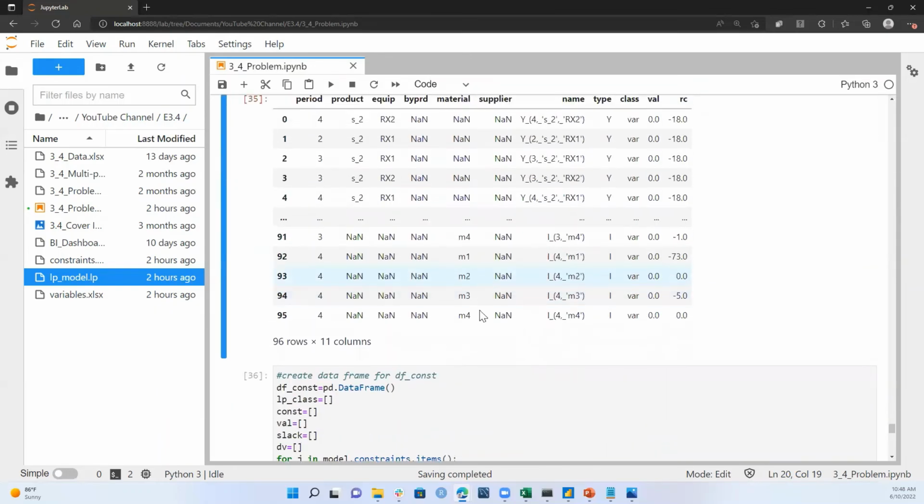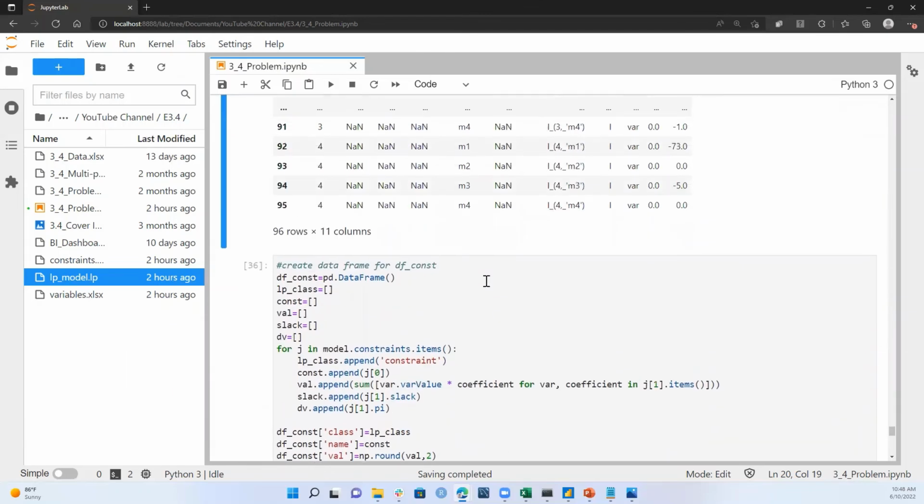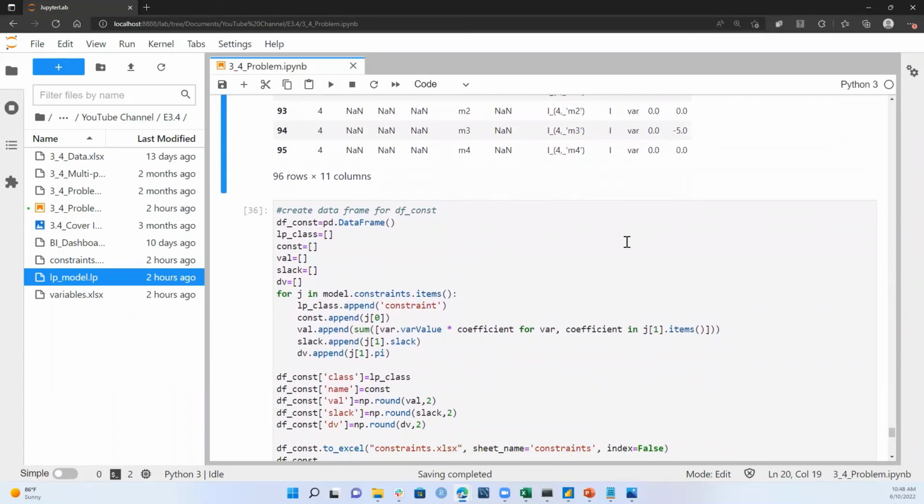So with this, I'm going to pause here and move over to the Power BI dashboard so that we can look at the results and try and see if we can gain any insights into what the solver gave us.